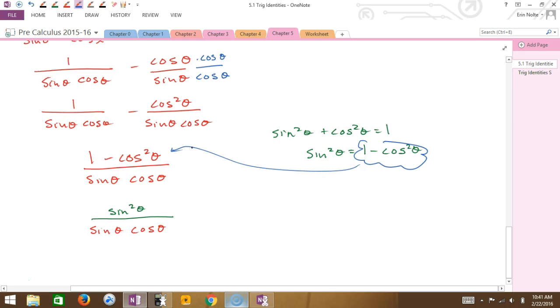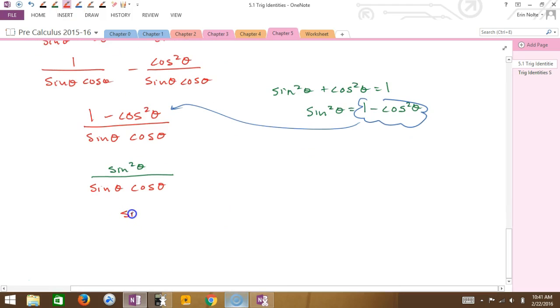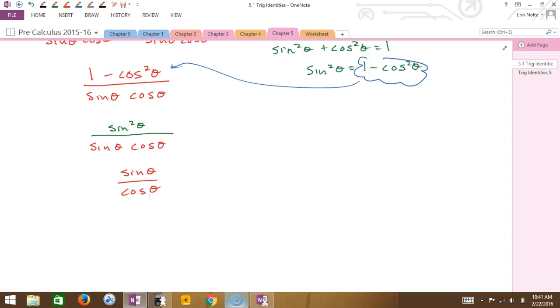Okay, so now if I have sine squared over a sine, one of them cancels out, just like x squared over x. One of them canceled. So what am I left with? Sine over cosine, which is equivalent to tangent. Very good. Tangent. Boom. Done.